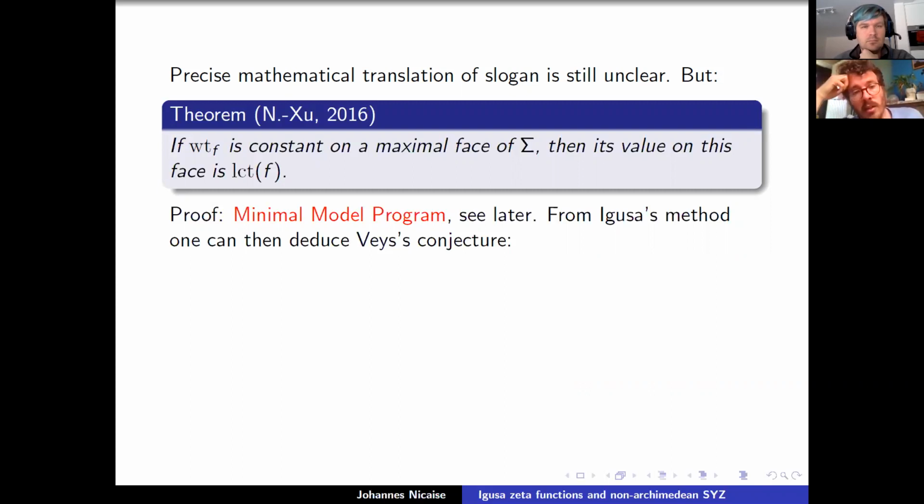So I will explain the proof of this theorem in the second part of the talk. So this is heavily based on a minimal model program. But first I want to explain how this theorem implies Wim's conjecture. And then I want to explain where the slogan comes from.